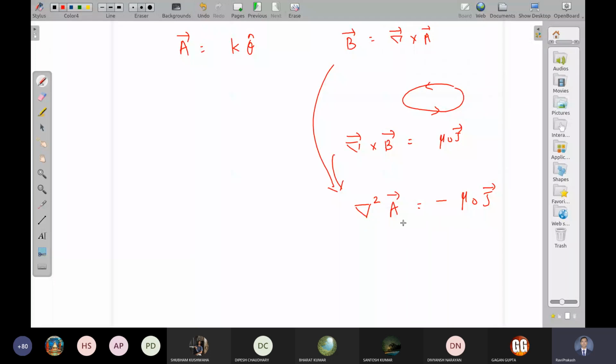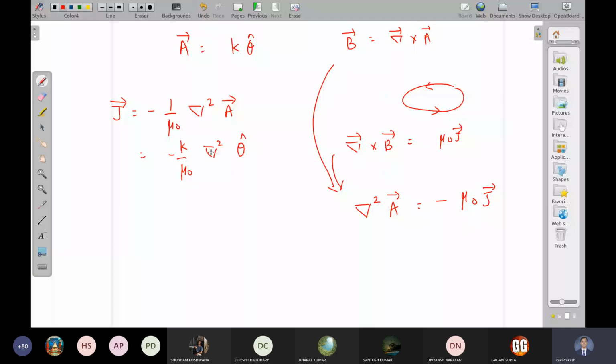So K theta cap is given to you. So what is current density? So this is the answer. Actually, this is the way to answer this. We still do not know what is the correct answer. Theta cap only.